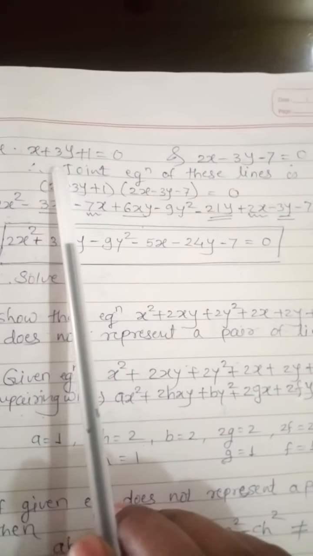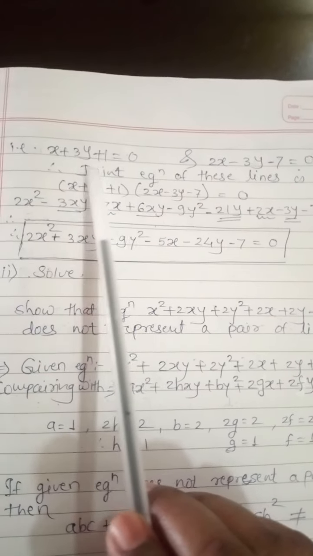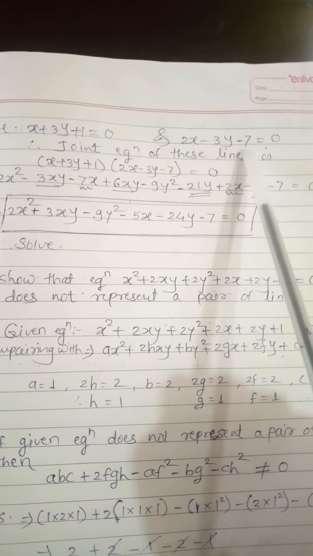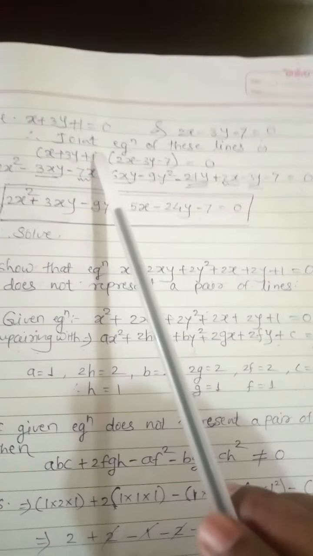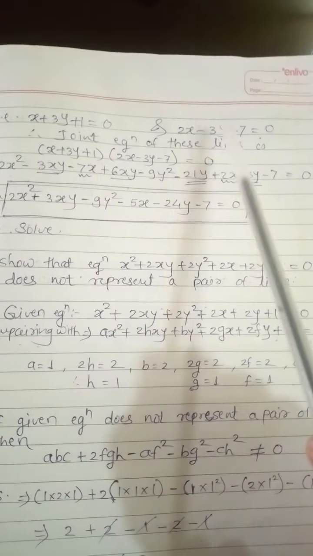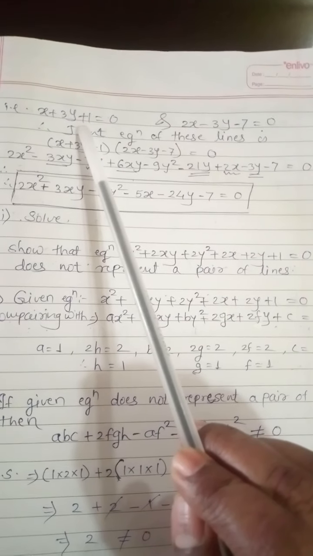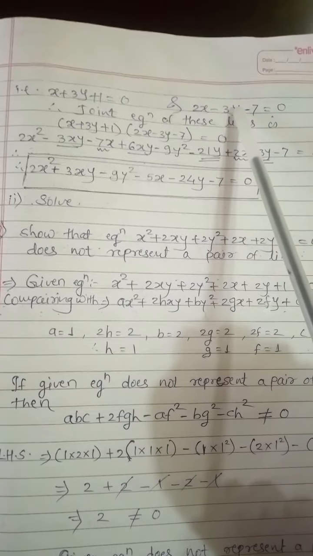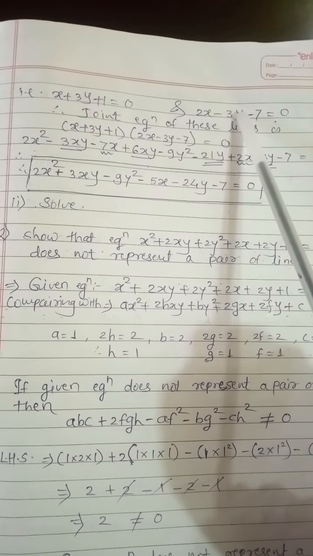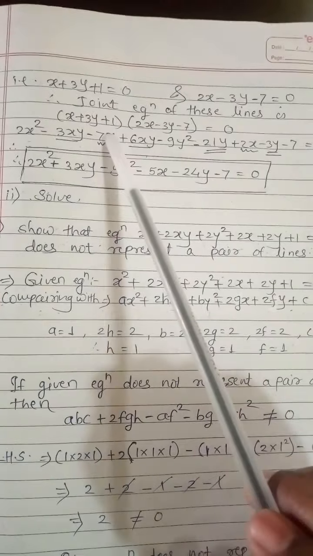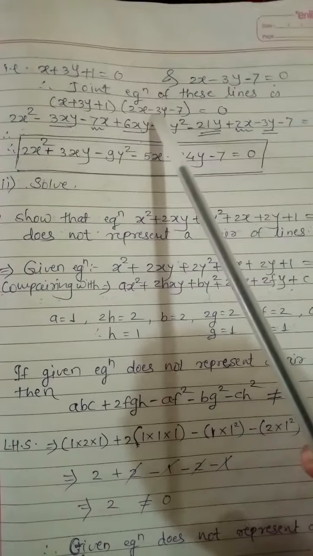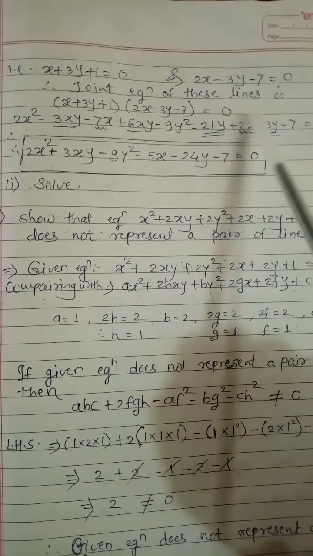So we get x + 3y + 1 = 0, and the second equation is 2x - 3y - 7 = 0. Now we're going to find the joint equation of these two lines. We consider this as u and this as v, and you know that the joint equation is given by uv = 0. So (x + 3y + 1) in the first bracket and (2x - 3y - 7) in the second bracket is equal to 0.